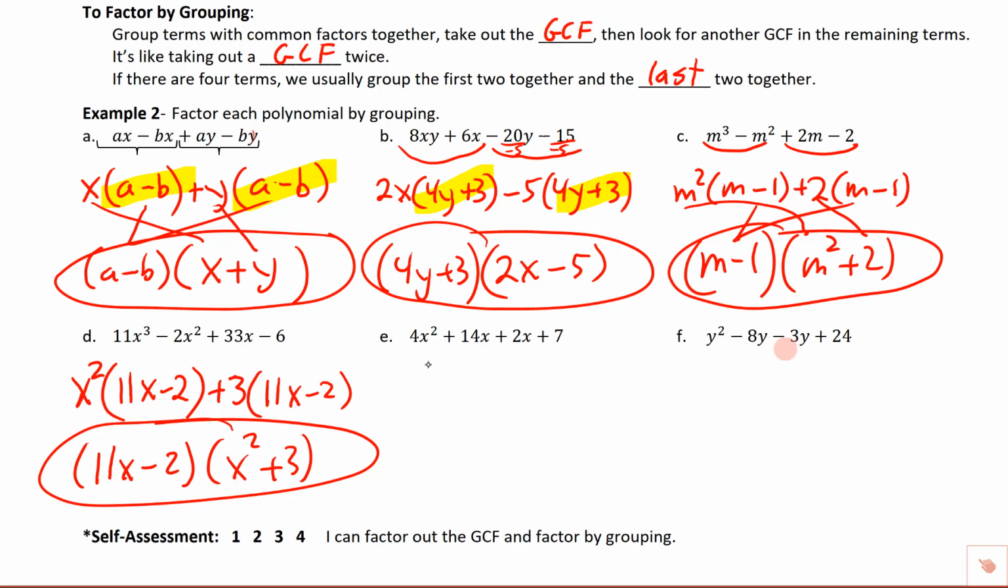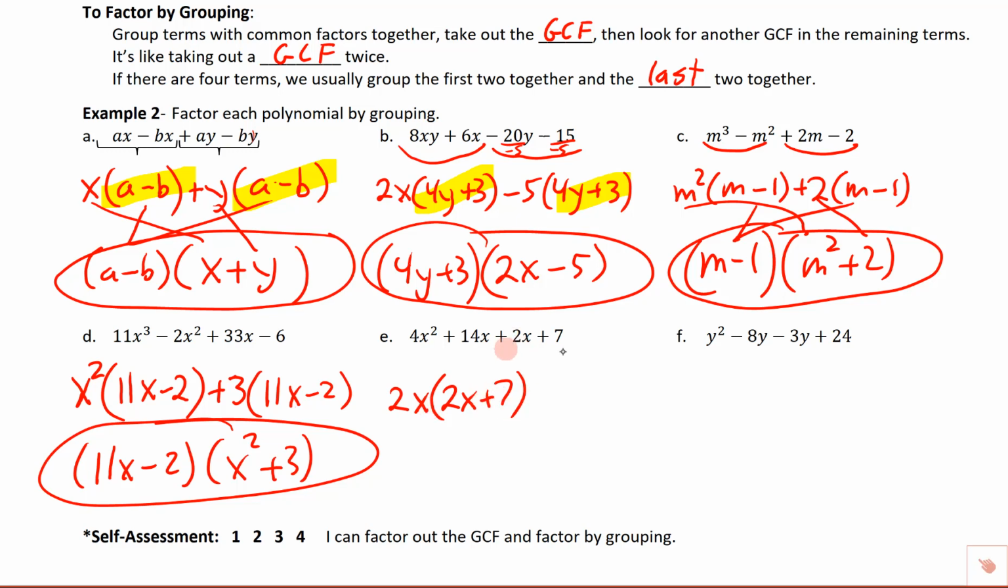So I'm going to quickly go through this. We've got a 4 and a 14. I can take out a 2. I've got an x squared and an x, so I can take out an x. If I take out the 2, I'm left with a 2. If I take out one of the x's, I'm left with an x. If I take out a 2, I'm left with a 7. And if I take out the x, I don't have any x's left. So this is 2x and then 2x plus 7.